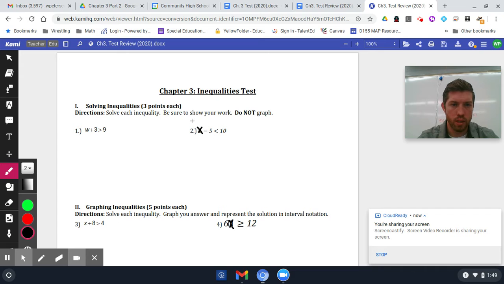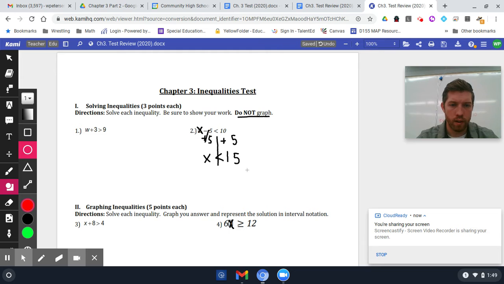Okay, for this problem, it's telling us to show our work. It's telling us do not graph, so we do not need the graph. Line down the middle, add 5 to both sides, because that is the opposite of a minus 5. Go ahead and add 5 to both sides. We are then left with our x, the same symbol. These go ahead and cross out, and we have 10 plus 5 is 15. We have nothing else to do. X is by itself. The symbol doesn't change, so x is less than 15 is our answer.